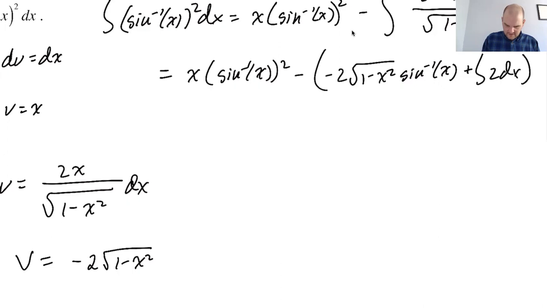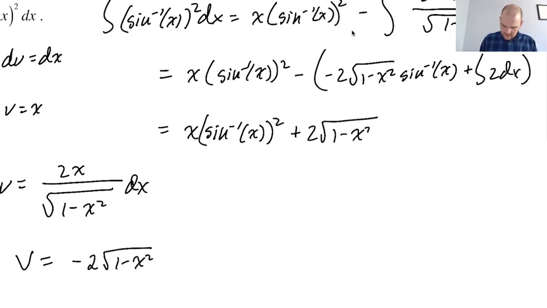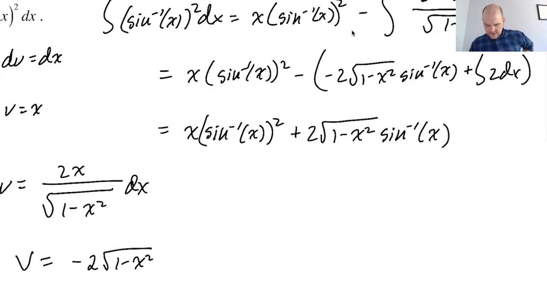So this should be x sine inverse of x squared. All the notations are terrible. Then minus 2 root 1 minus x squared sine inverse of x, and I'm being careful to distribute that negative. And then it's plus 2x, but there's a minus, so minus 2x plus c.